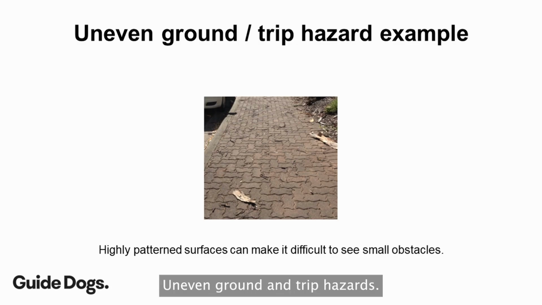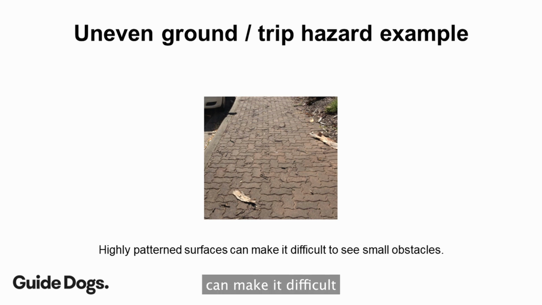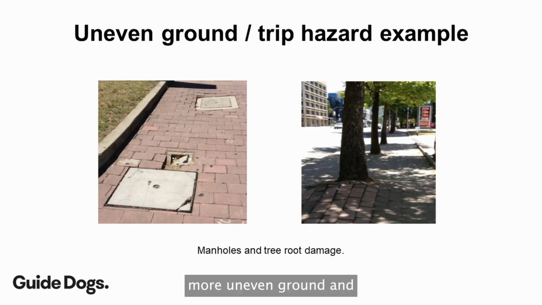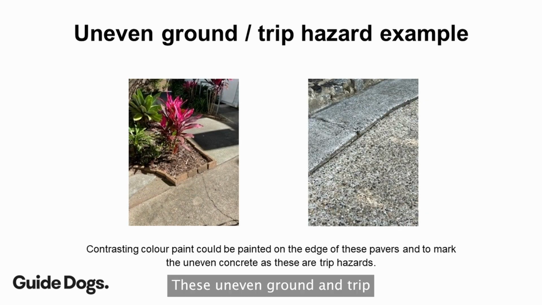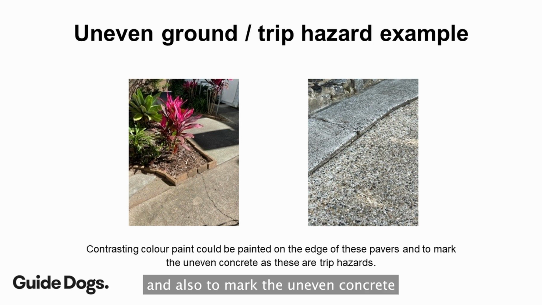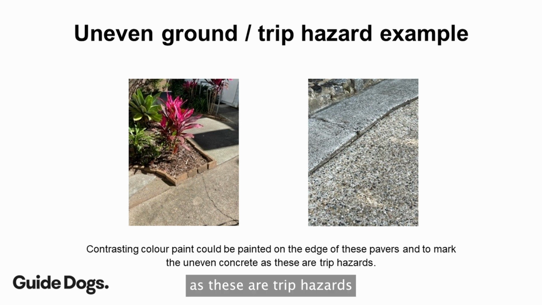Uneven ground and trip hazards. In this example, the highly patterned surfaces can make it difficult to see small obstacles. In these pictures, more uneven ground and trip hazard examples, manholes on the left and tree root damage on the right. In these examples, contrasting colour paint could be painted on the edge of these pavers in the picture on the left, and also to mark the uneven concrete as these are trip hazards in the picture on the right.